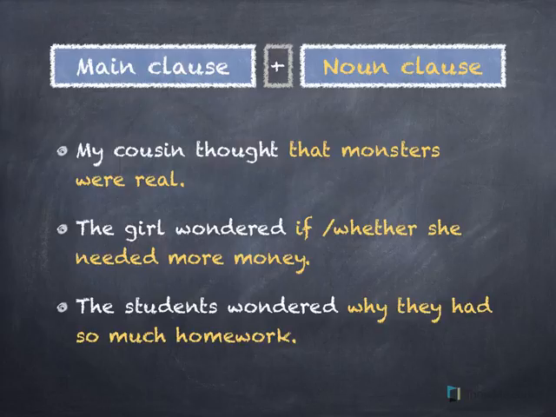Here are a few examples of noun clauses. Now notice that they must always be attached to a main clause. First sentence, my cousin thought that monsters were real. Here the noun clause is introduced by that.